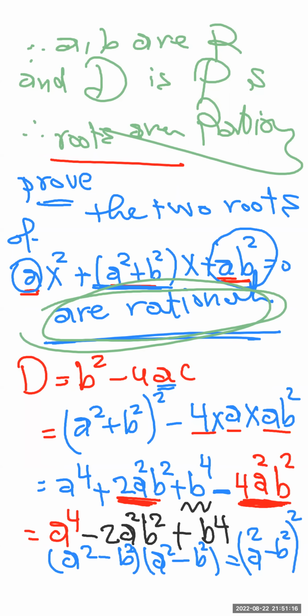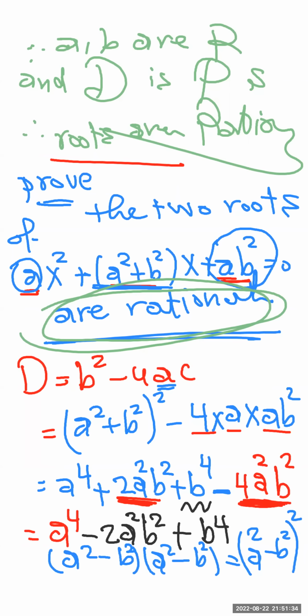Okay, so what about C? What is that C? It's AB squared. A rational number times a rational number, so a rational number, of course, right? Because the set of rational numbers is a closed set, correct?